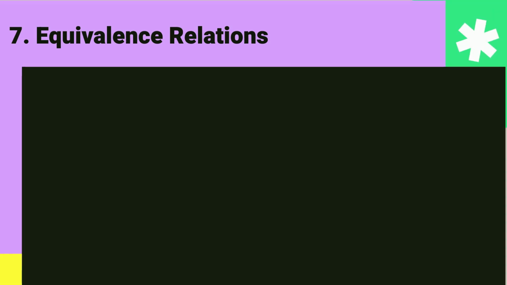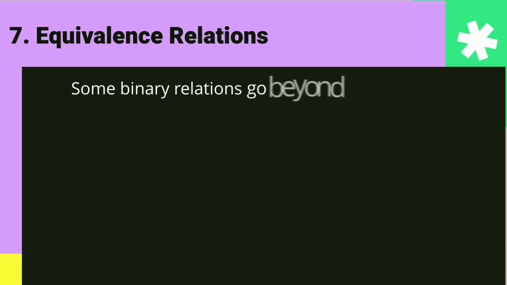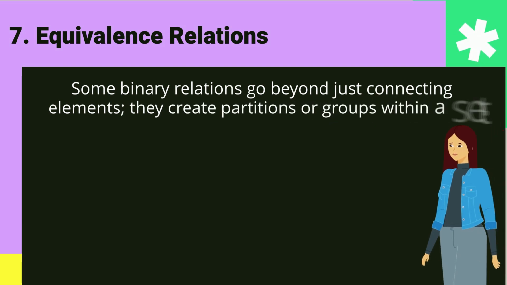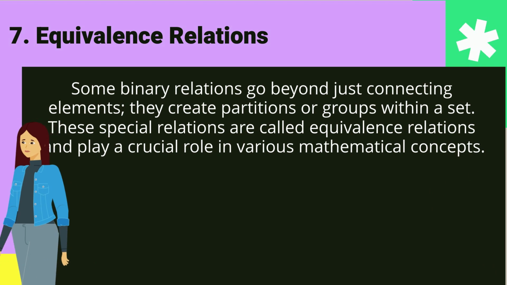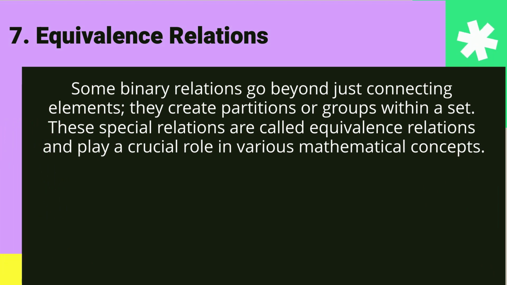Number 7. Equivalence relation. Some binary relations go beyond just connecting elements. They create partitions or groups within a set. These special relations are called equivalence relations and play a crucial role in various mathematical concepts.